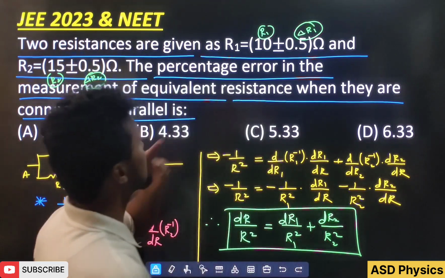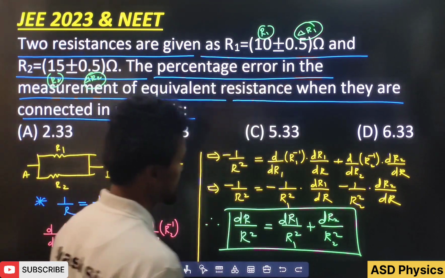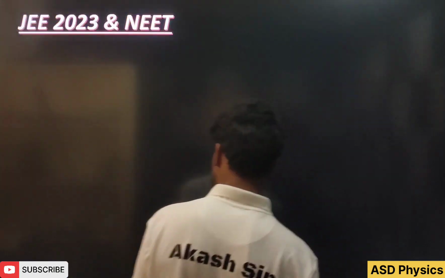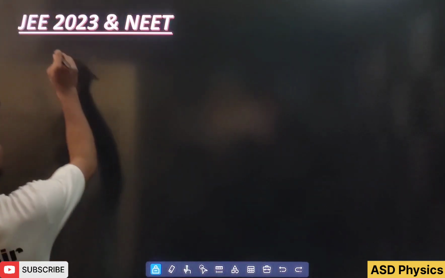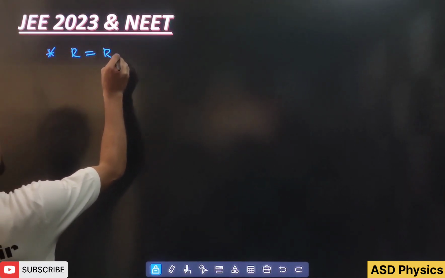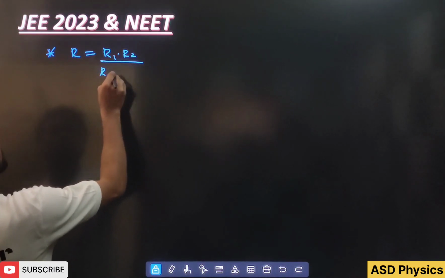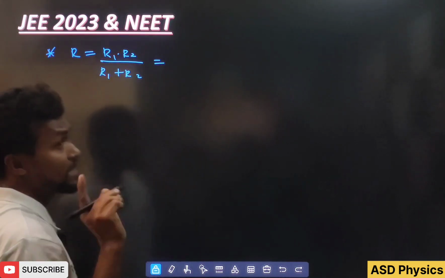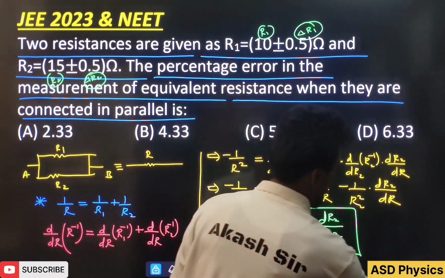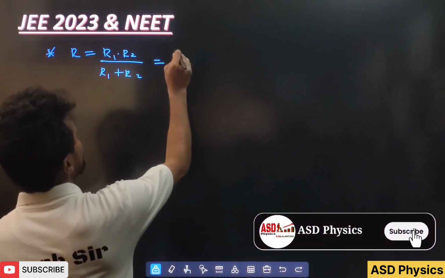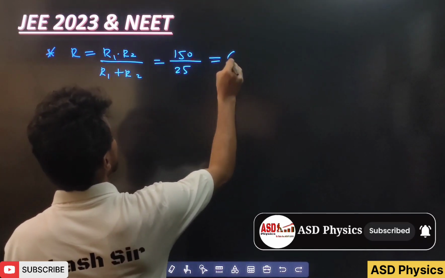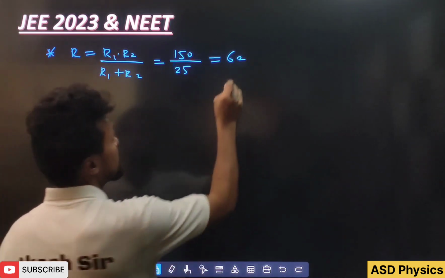Now we'll see 10 plus minus 0.5 and 15 plus minus 0.5, and we have to calculate dR by R. Students, again let me write here. R is given by R1 R2 by R1 plus R2. One is 10, one is 15, and the error 0.5 is common. 10 into 15 means 150 and 10 plus 15 means 25, so it comes to 6 ohm.